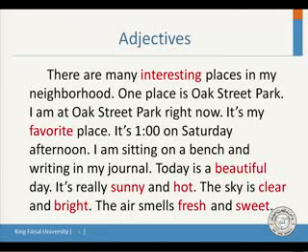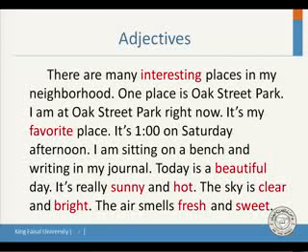Now this is the same reading passage, the same slides, and look at the adjectives. They are highlighted in red color. There are many interesting places. Adjective. Interesting places. Places is the noun. Interesting is the adjective. Okay, so the places are interesting. Another one, it's my favorite place. Place, noun. Favorite, adjective. Adjective, then noun.